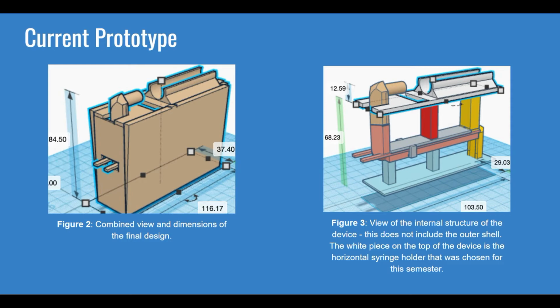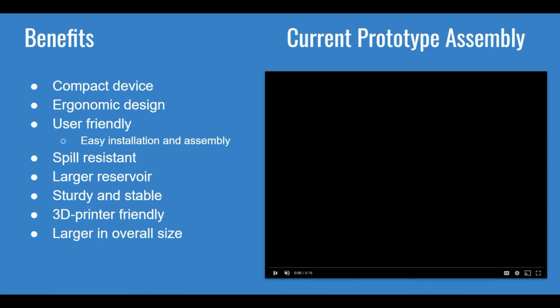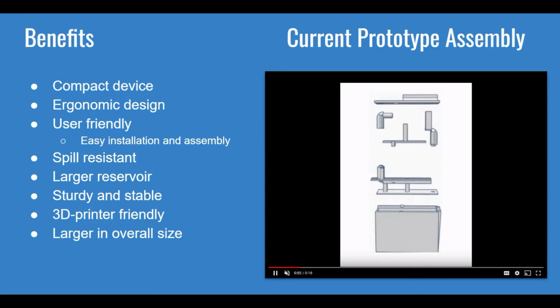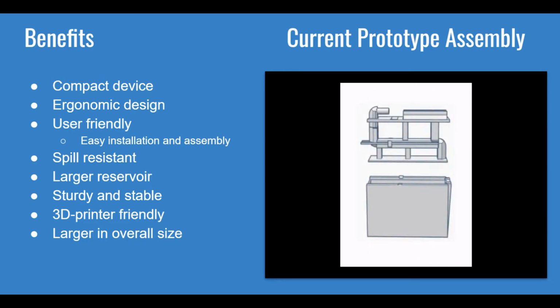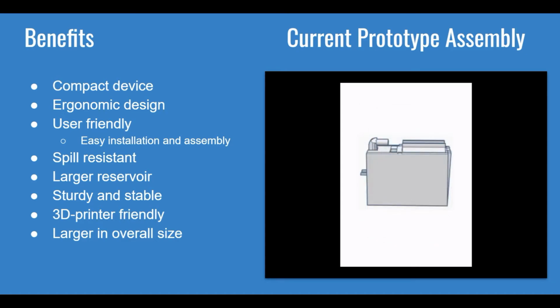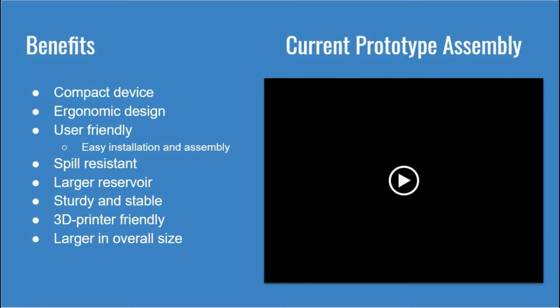ergonomically attach the syringe. Some benefits of the current device: it's a compact design, it's ergonomic as well, and it's user friendly because it's much easier to install than the previous version. It's spill resistant because of the outer casing plus the snap-on clips we have in every place. It has a much larger reservoir tank that can hold up to 10 times the capacity of the syringe. It's more sturdy and stable because with previous designs, every time we put the electrodes on, it kept tipping over to the left or right. It was not stable at all.